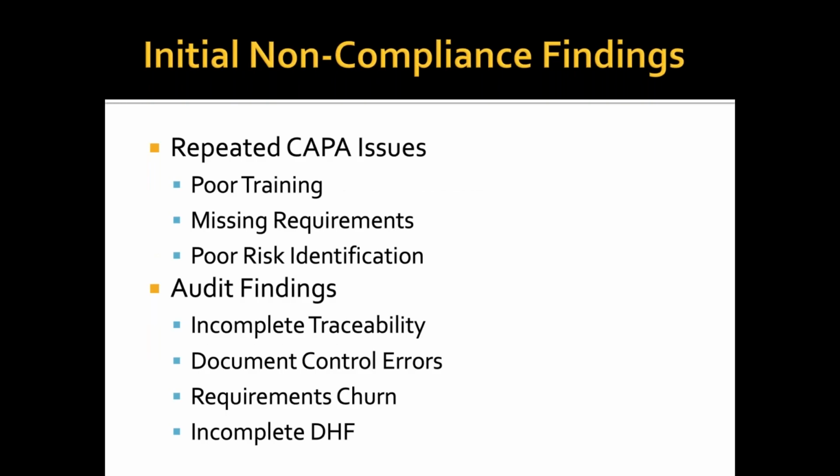Let's look at non-compliance findings. They can include poor training, missing requirements, poor risk identification. You can also look at audit findings to try and get a handle on where you're going. Do you have incomplete traceability findings, documentation errors, requirements churn, or missing DHF items? As an example, let's look at needing to change or add a requirement, just one single requirement.